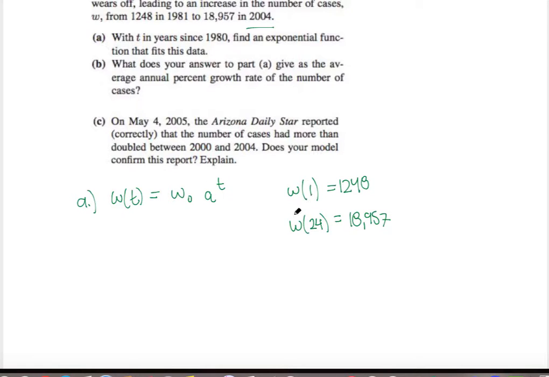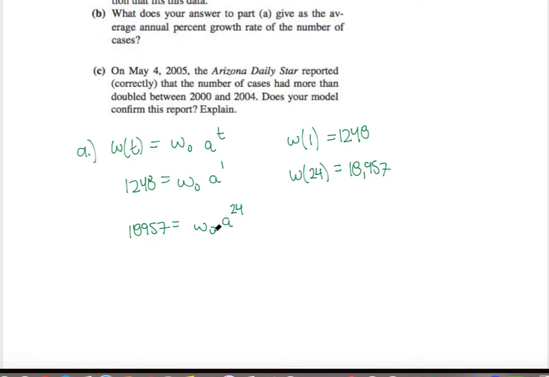So since W of 1 is equal to 1248, we can say that 1248 is equal to W0 times A raised to the 1. So we also know that W of 24 is equal to 18,957. So we have 18,957, which is equal to W0 times A raised to the 24th power.